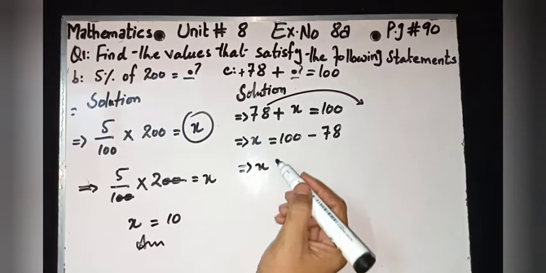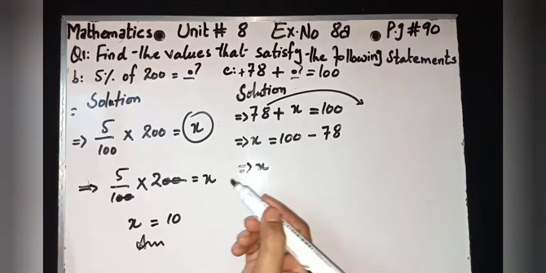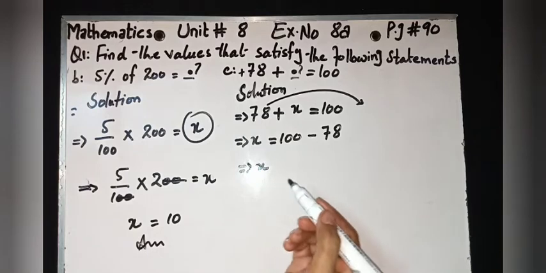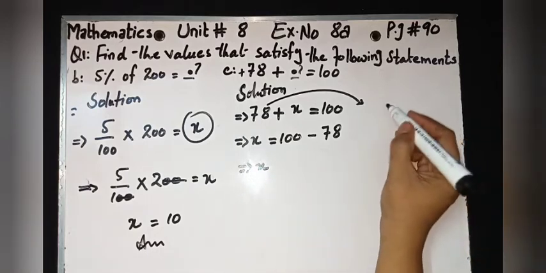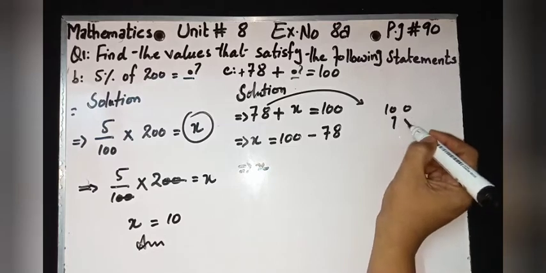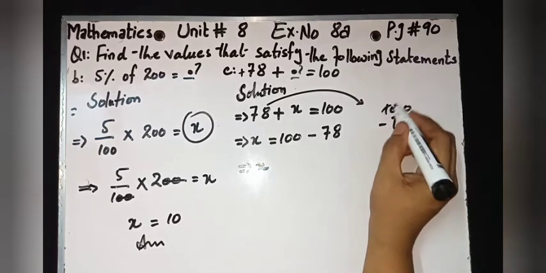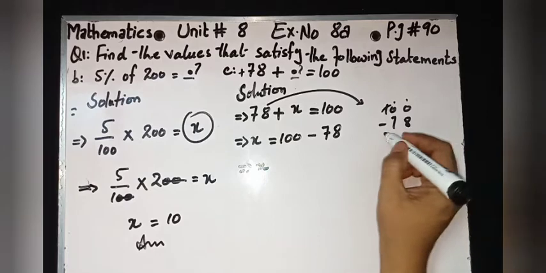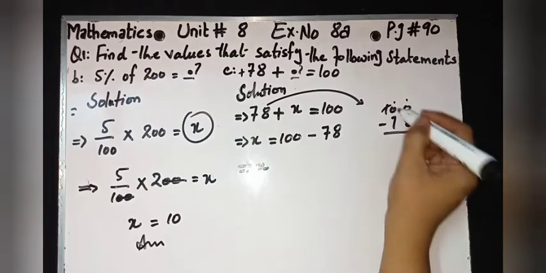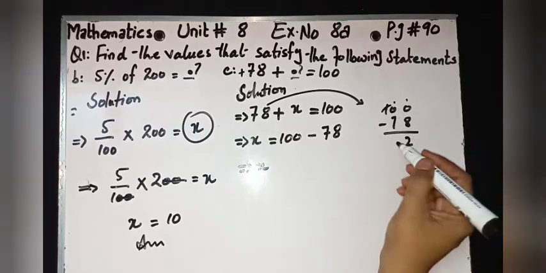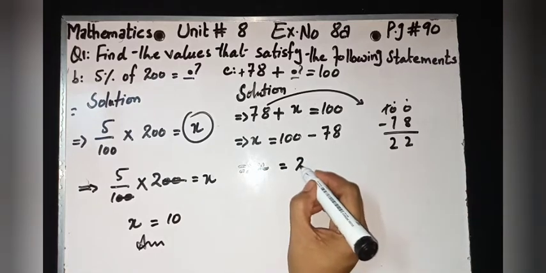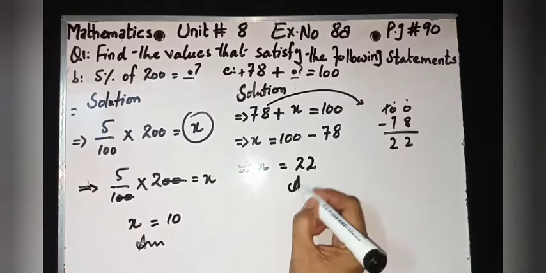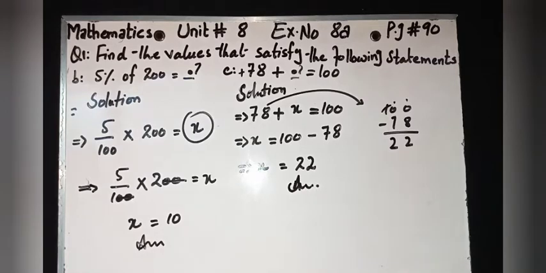When we use 2 or more than 2 equal signs in one step, so we put the equal sign. So 100 minus 78. Okay, 10 minus 8, 2 is left. 9 minus 7, 2 is left. It means the value of x is 22. Done, part C.